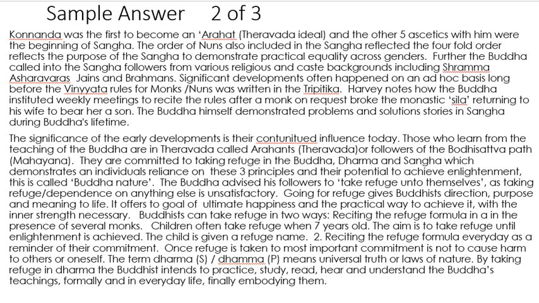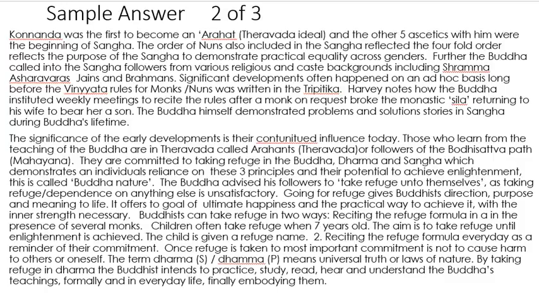Sample answer continued, or perhaps better, this would be just an 8-mark answer on the Sangha. Kondanna was the first to become an Arhat in the Theravada ideal, and the other 5 ascetics with him, or 4 basically, made the beginning of the Sangha. The order of nuns, also included in the Sangha, reflected the fourfold order, which reflects the purpose of Sangha to demonstrate the practical equality across genders.